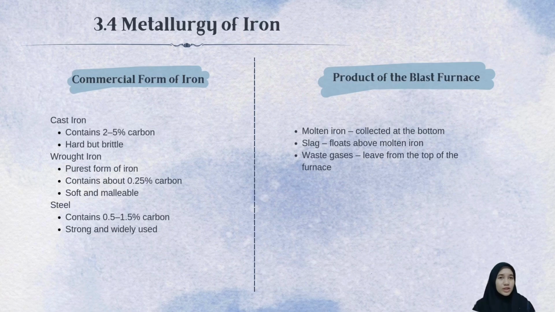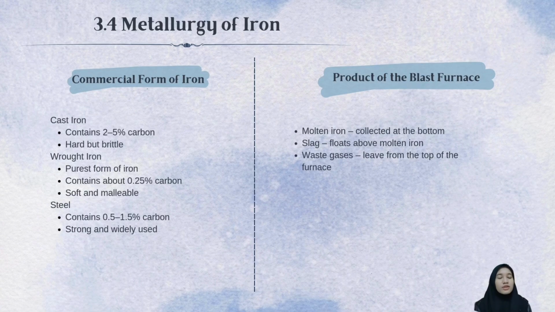The last part of the metallurgy of iron is the commercial forms of iron. The commercial forms of iron are divided into three: cast iron, wrought iron, and steel. Cast iron contains 2 to 5% carbon. It's hard but brittle. Next is wrought iron. Wrought iron is the purest form of iron. It contains about 0.25% carbon. It's very soft and malleable. And the last one is steel. It contains 0.5 to 1.5% carbon. It's very strong and widely used. It's very common right now.